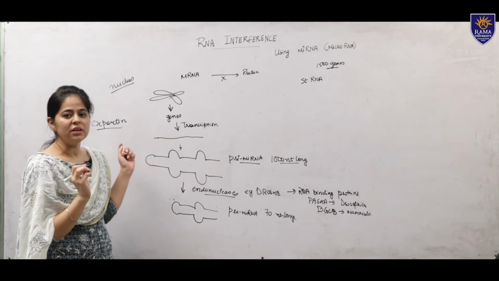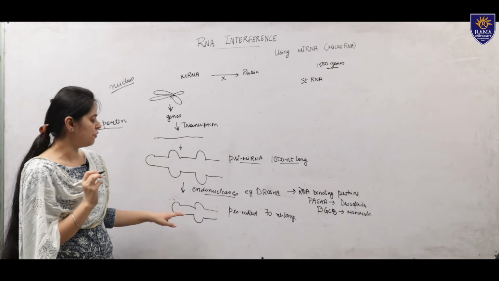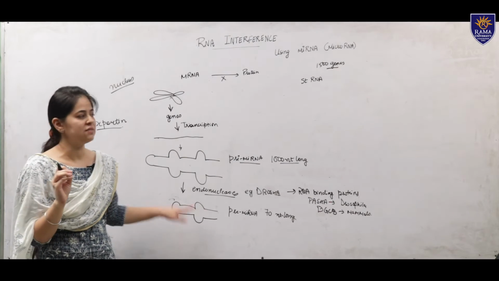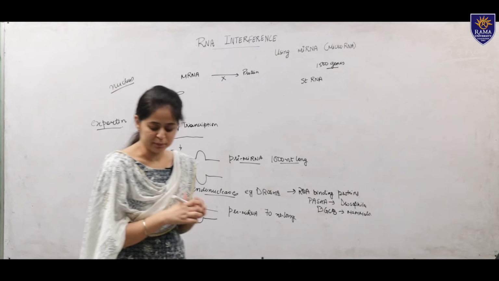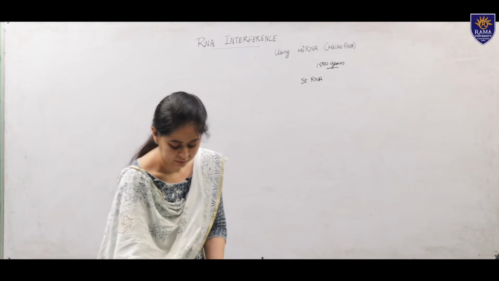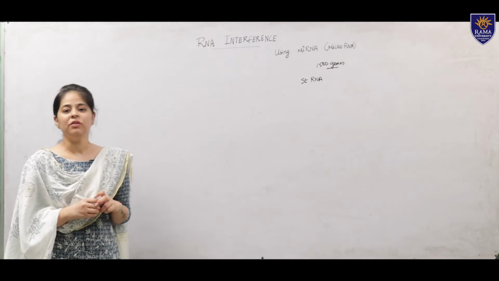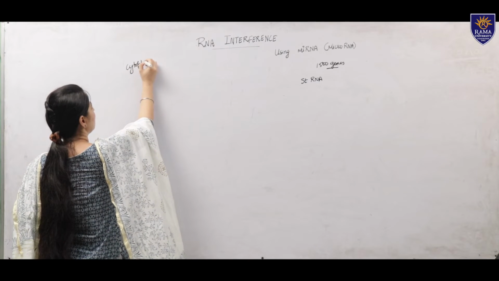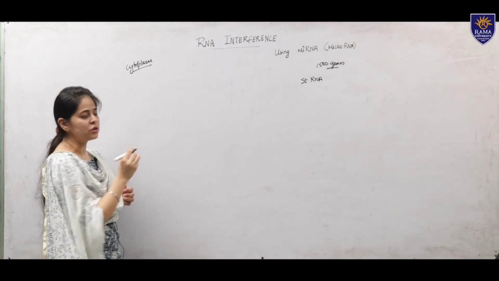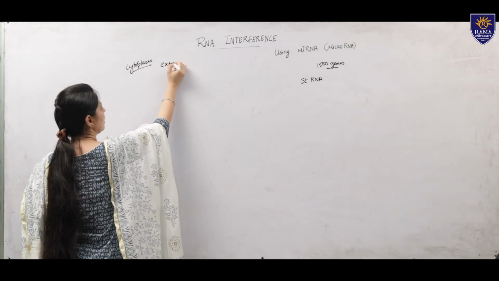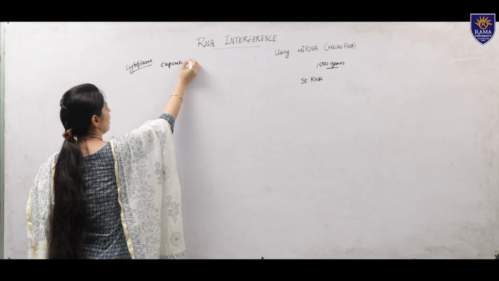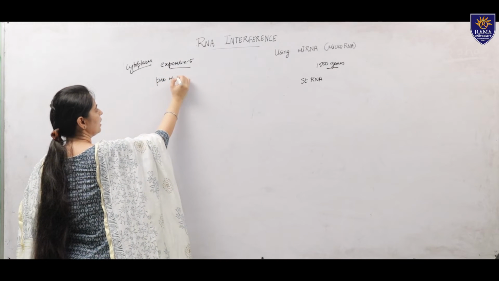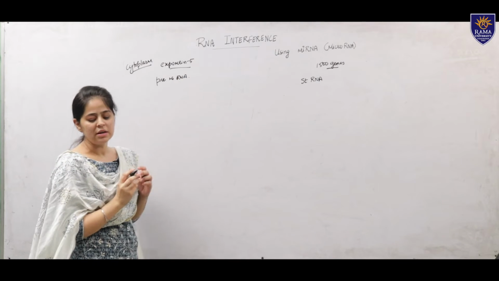Exportin protein. This exportin is required for the transport of pre-miRNA into the cytoplasm, and the next set of modifications happens in the cytoplasm. Okay, so now let us continue. With the help of exportin protein, exportin 5, pre-miRNA is transported into the cytoplasm.